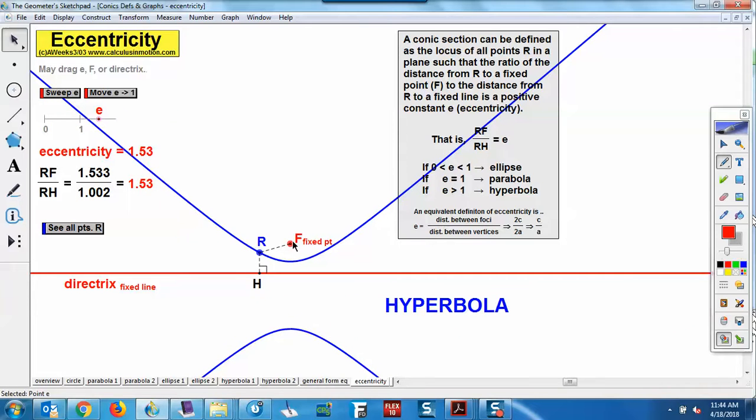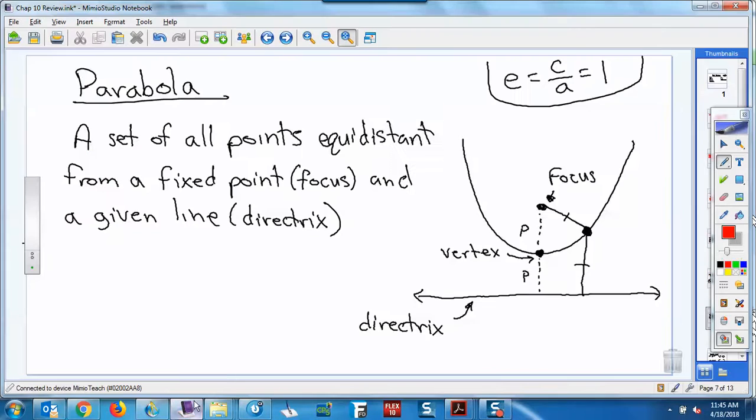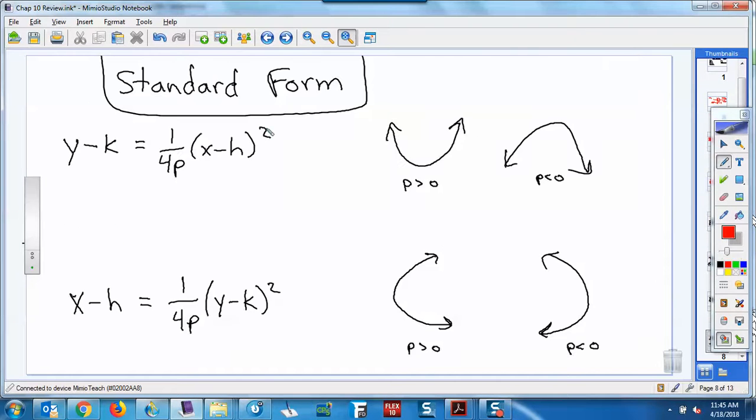Because now C, right, and A, C is always bigger than A in a hyperbola, because the focus is farther away. Remember, this is C. C is from here in the middle up to here, and then A is to there. So C is bigger. Okay? So just not a big deal, but just for information. And then, of course, here's our standard form.